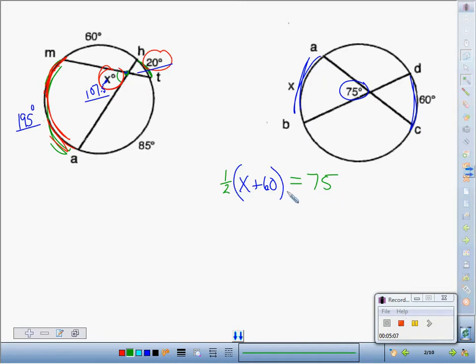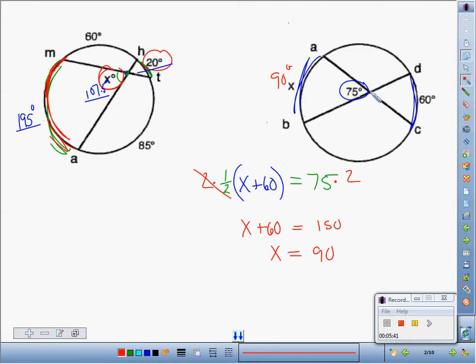So let's solve for x now. Get rid of this ugly old half by multiplying both sides by 2. I'll show all my work since I'm not here today. And this times 2 and divide by 2 cancel each other out, and you're left with x plus 60 over here. And that equals 150. And now we could just solve for x by subtracting 60 from both sides and realize that x equals 90. Make sure we put that in the picture again. Sweet. So angle inside the circle means add.